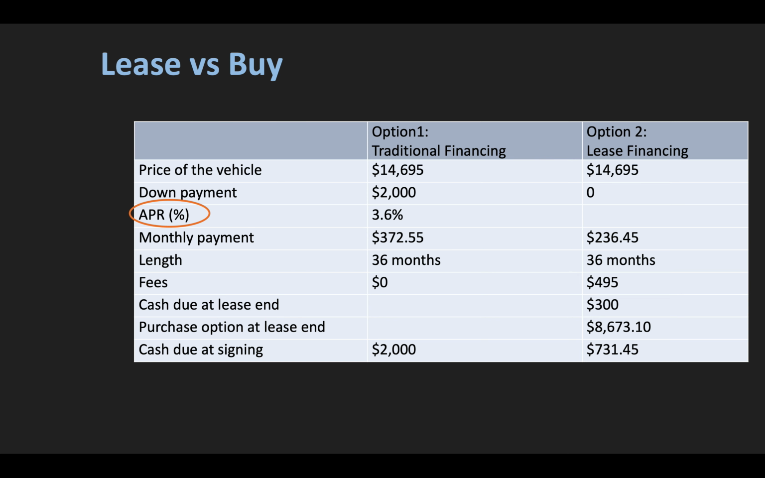And of course, this APR is the interest on the loan, right? This is interest on the loan. And that means that although at the beginning the price will be $14,695, at the end, the cash flow you're actually giving to the bank will be higher, will be more than this value, right? And how much higher, that is determined by the interest, obviously.